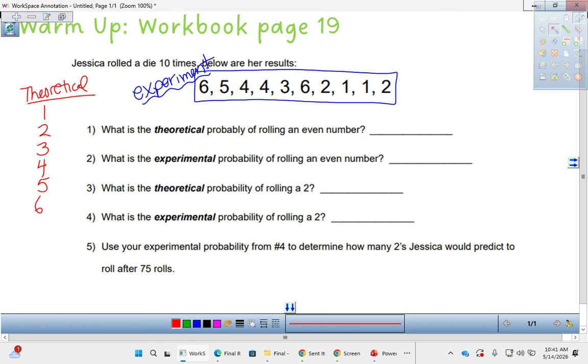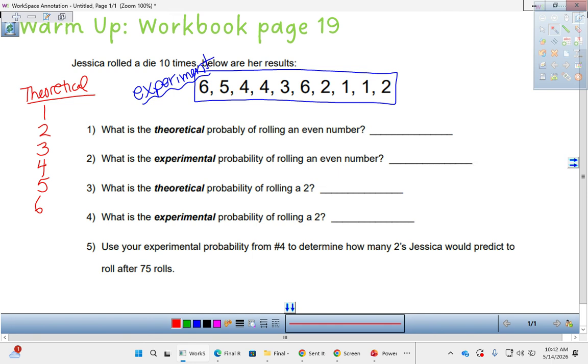So when I'm thinking of experimental, I'm going to use the data, and when I'm thinking theoretical, I'm going to use an actual dice, which has 6 numbers on it. So I'm going to use these numbers for theoretical, these numbers for experimental. Experimental, the data; the device itself was a dice, so we're going to use 1 through 6. So the first question says, what's the theoretical probability of rolling an even number?